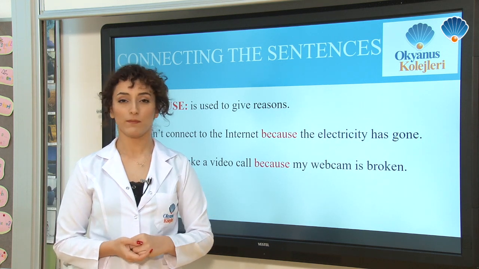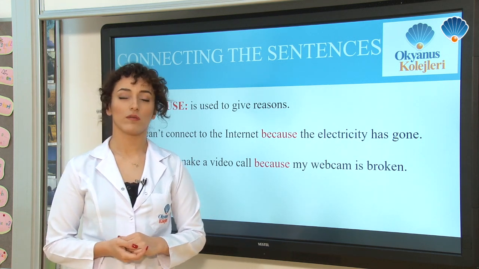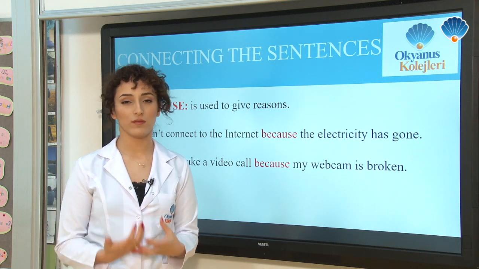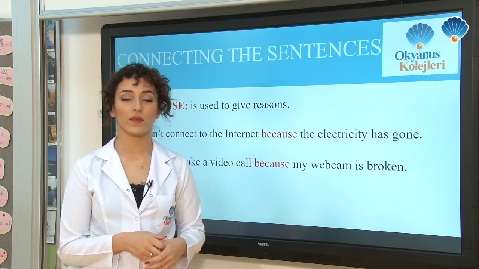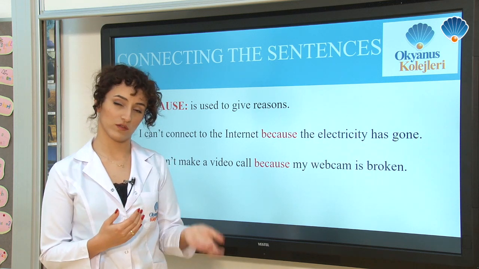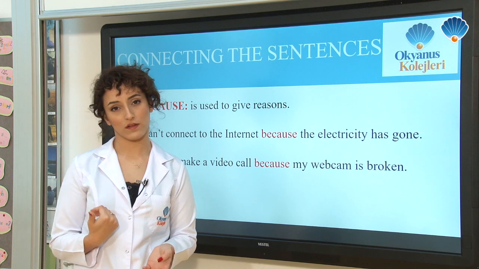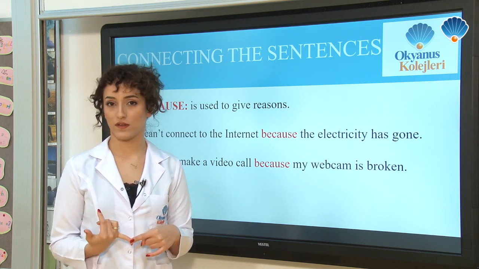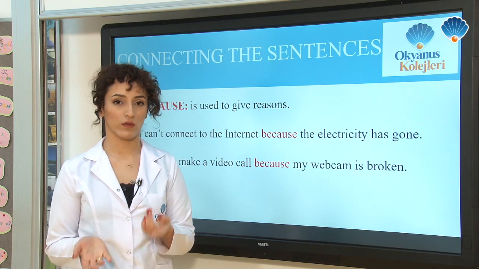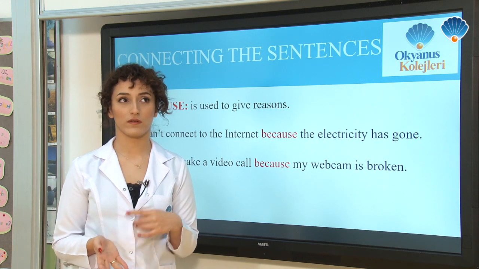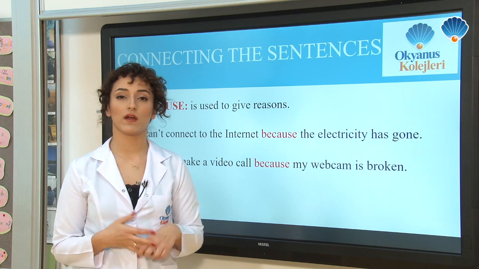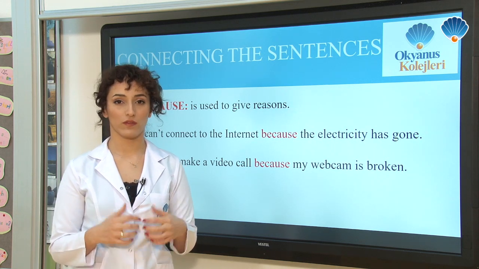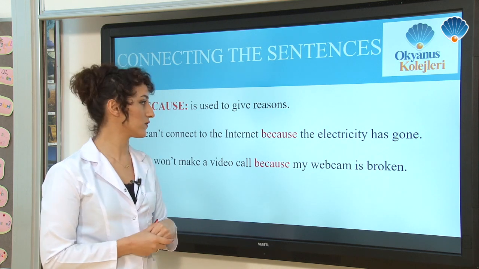The third one is "because". As you know, "because" gives a reason. Generally, some sentences show cause and effect. "Because" gives a reason for a result. So when we have a result clause and a reason clause, we are going to combine them in one whole sentence.